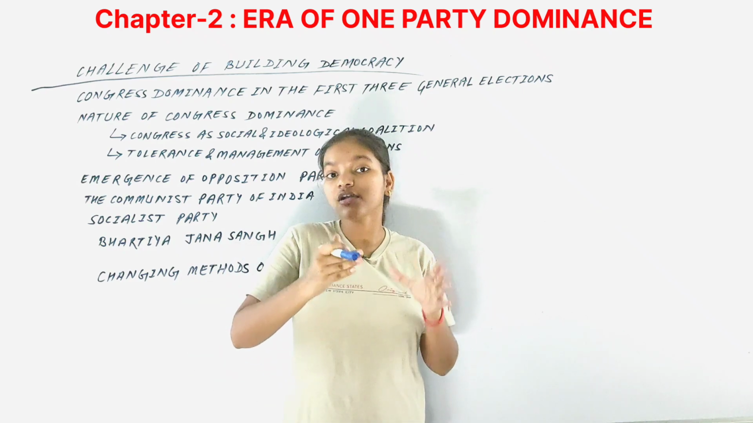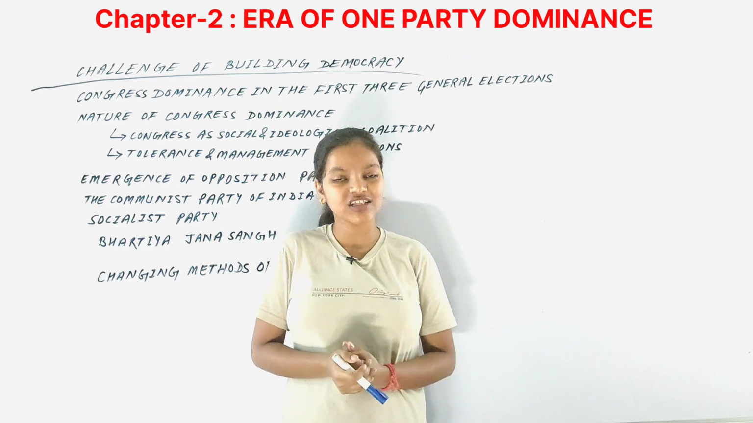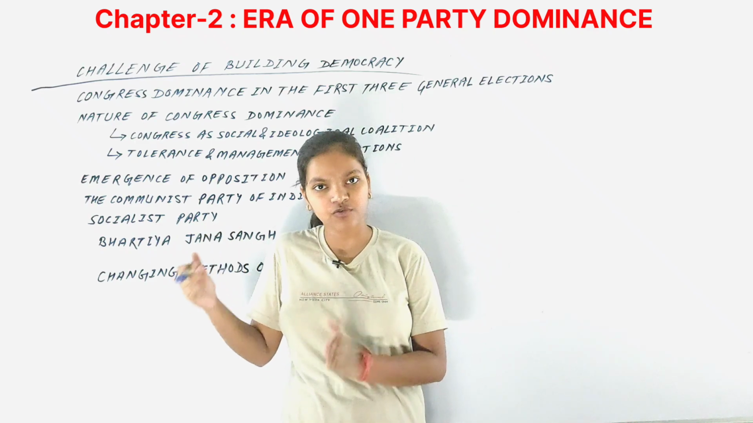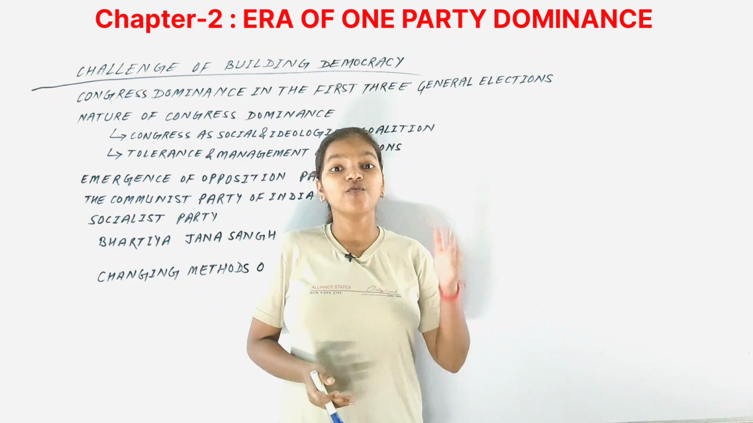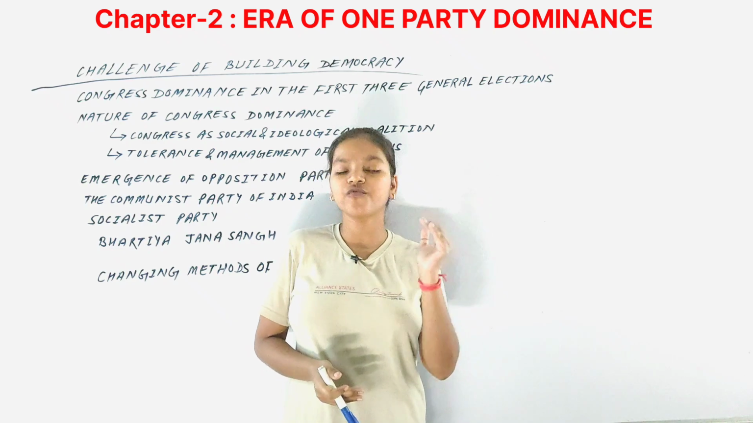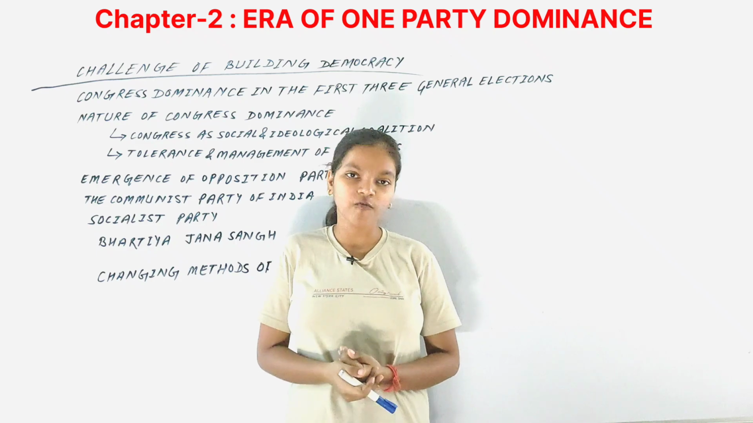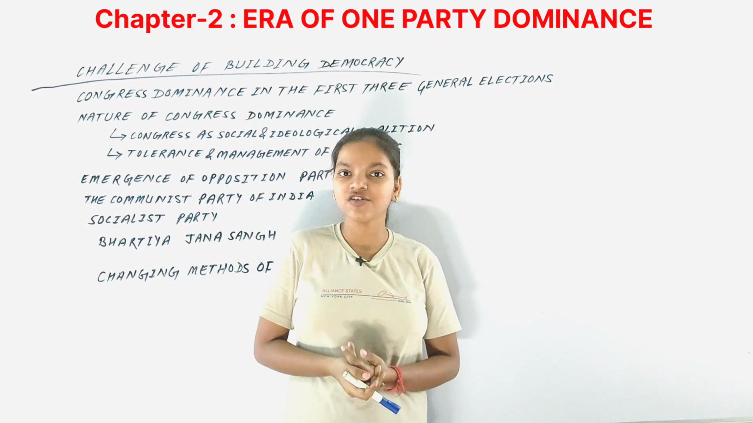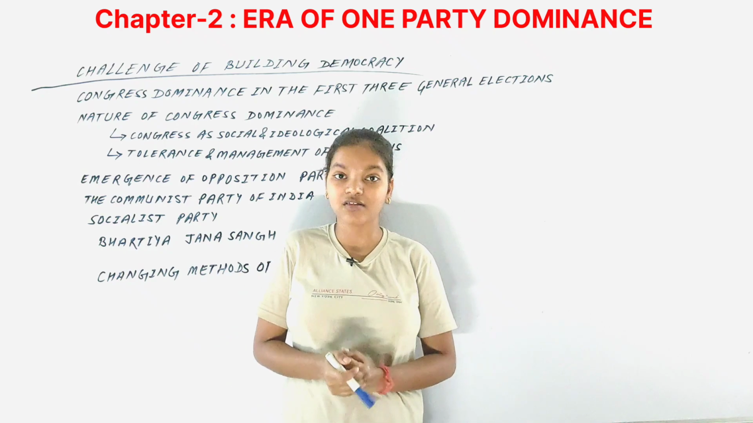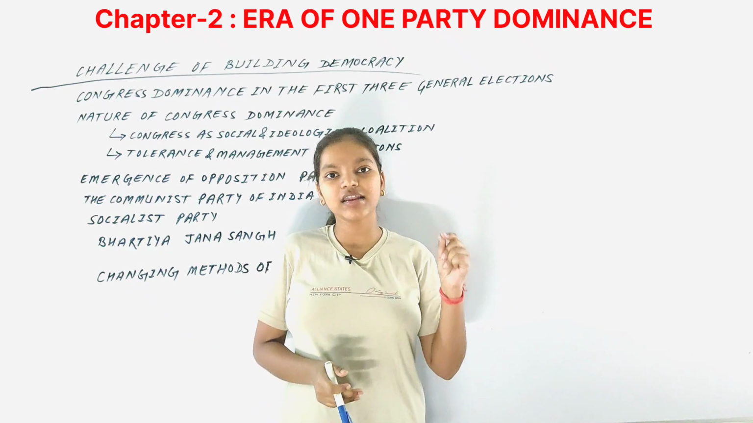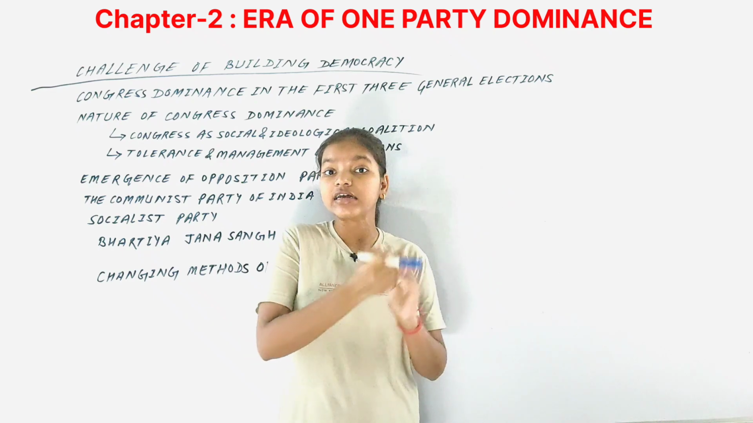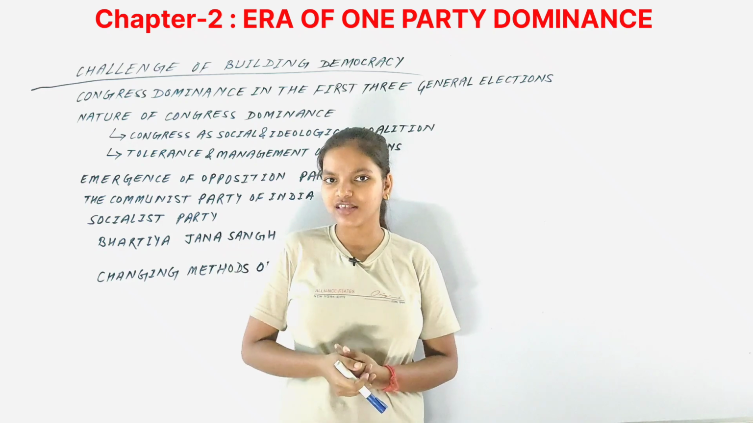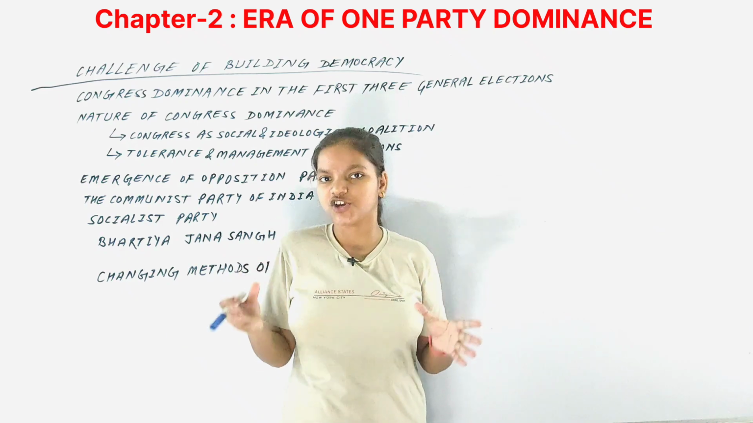Thirdly, it was on a very large scale. The elections at that time were at a large scale. Around 17 crore eligible voters in the country had to elect around 489 members of Lok Sabha and 3200 MLAs. MLAs, as you know, are members of legislative assemblies. So it was a very large number.